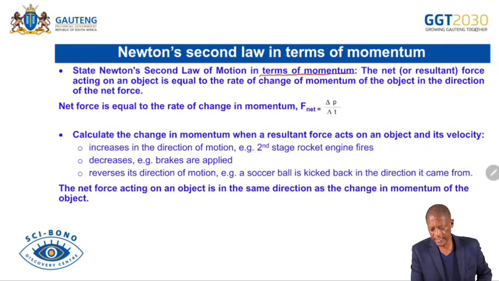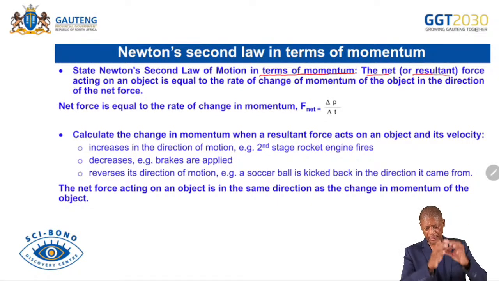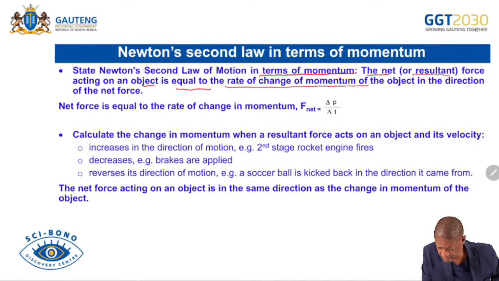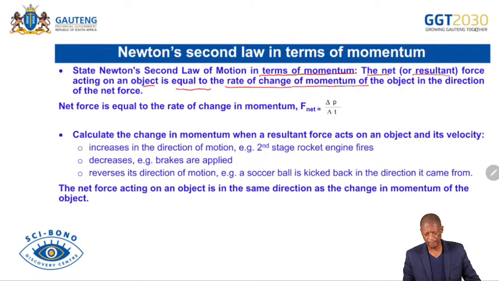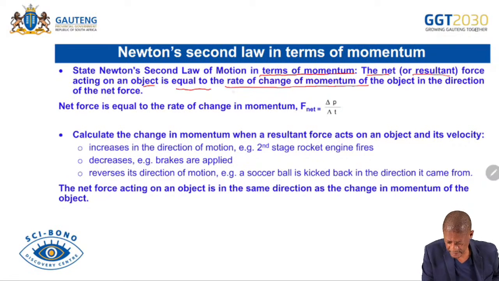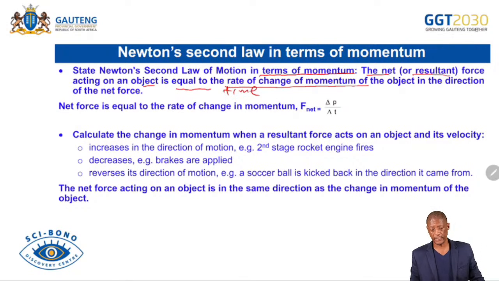What does it say? It says a net force or a resultant force. Remember, net force, all the forces that are acting together, or the sum of forces acting on an object, is equal to the rate of change of momentum of an object in the direction of momentum. A rate of change of momentum. Now, what does the term rate mean? The term rate denotes time.